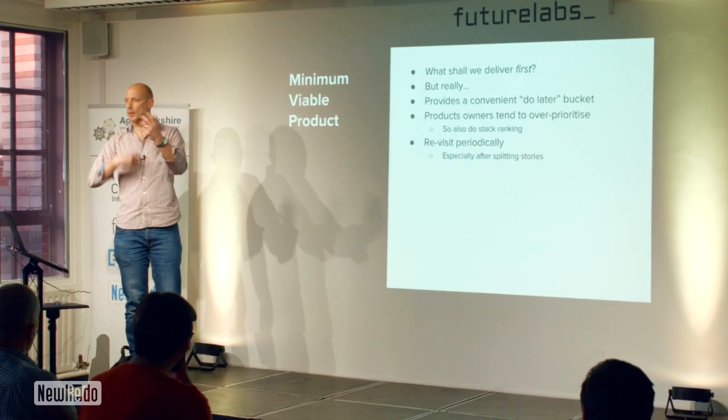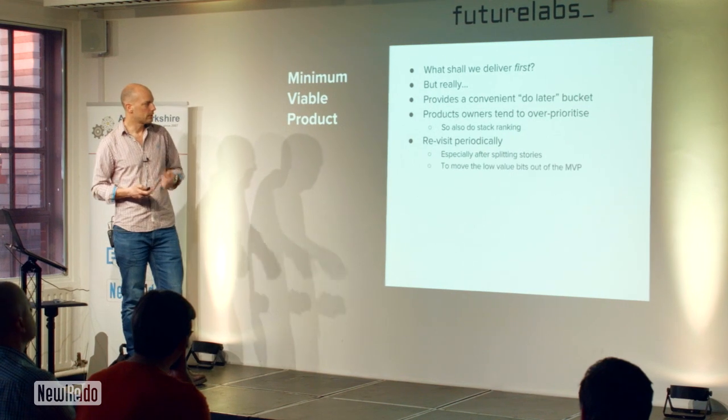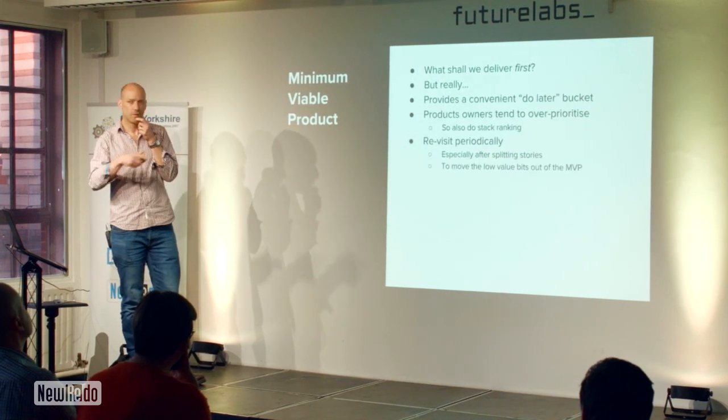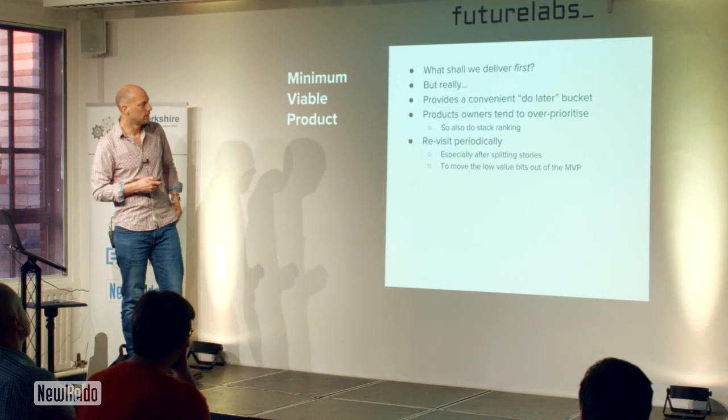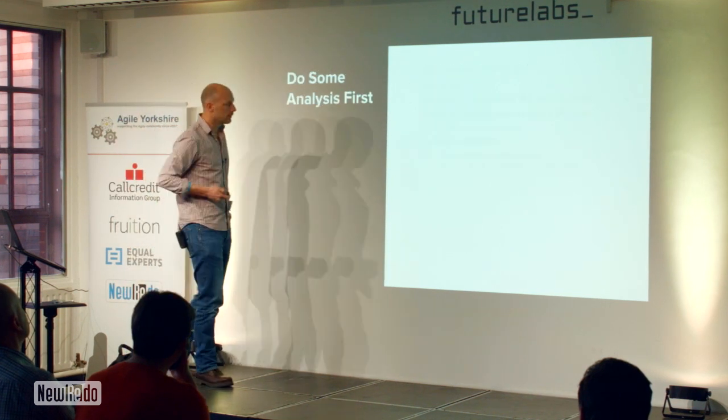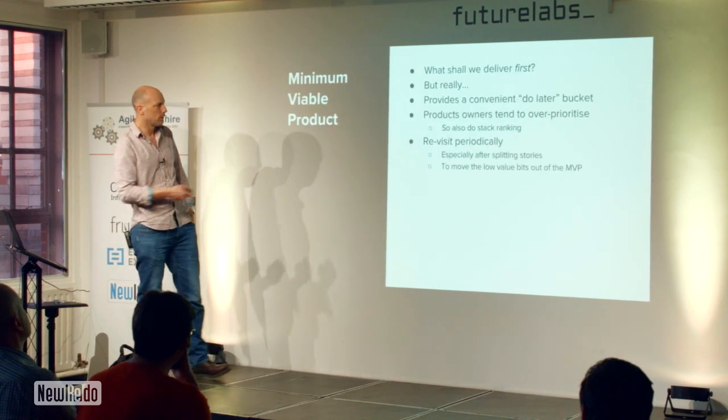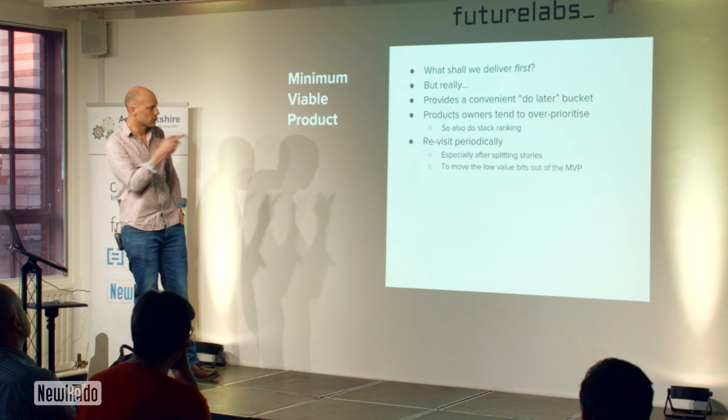So it's iterative. You split, you reprioritize, you split, you reprioritize. You kind of go around in circles like that. Virtuous circles, hopefully. Yeah, what I said there: to move the low value bits out of the MVP. That's what you're trying to do all the time.